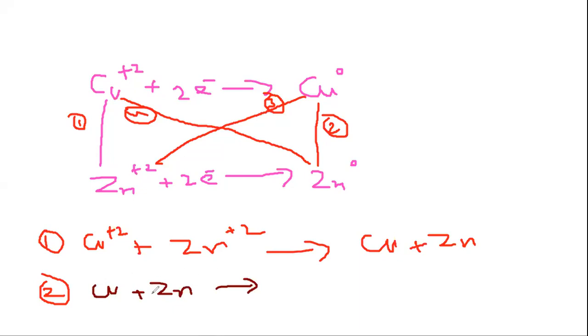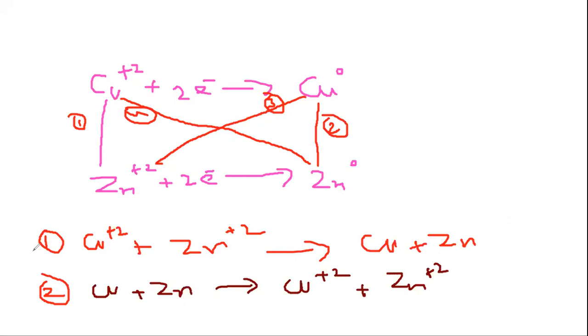So when these two are going to react, copper is going to react with the zinc, and then what would be the product? Of course, this will be the product. There is no other option available over here. So this would be copper plus 2 and zinc plus 2.